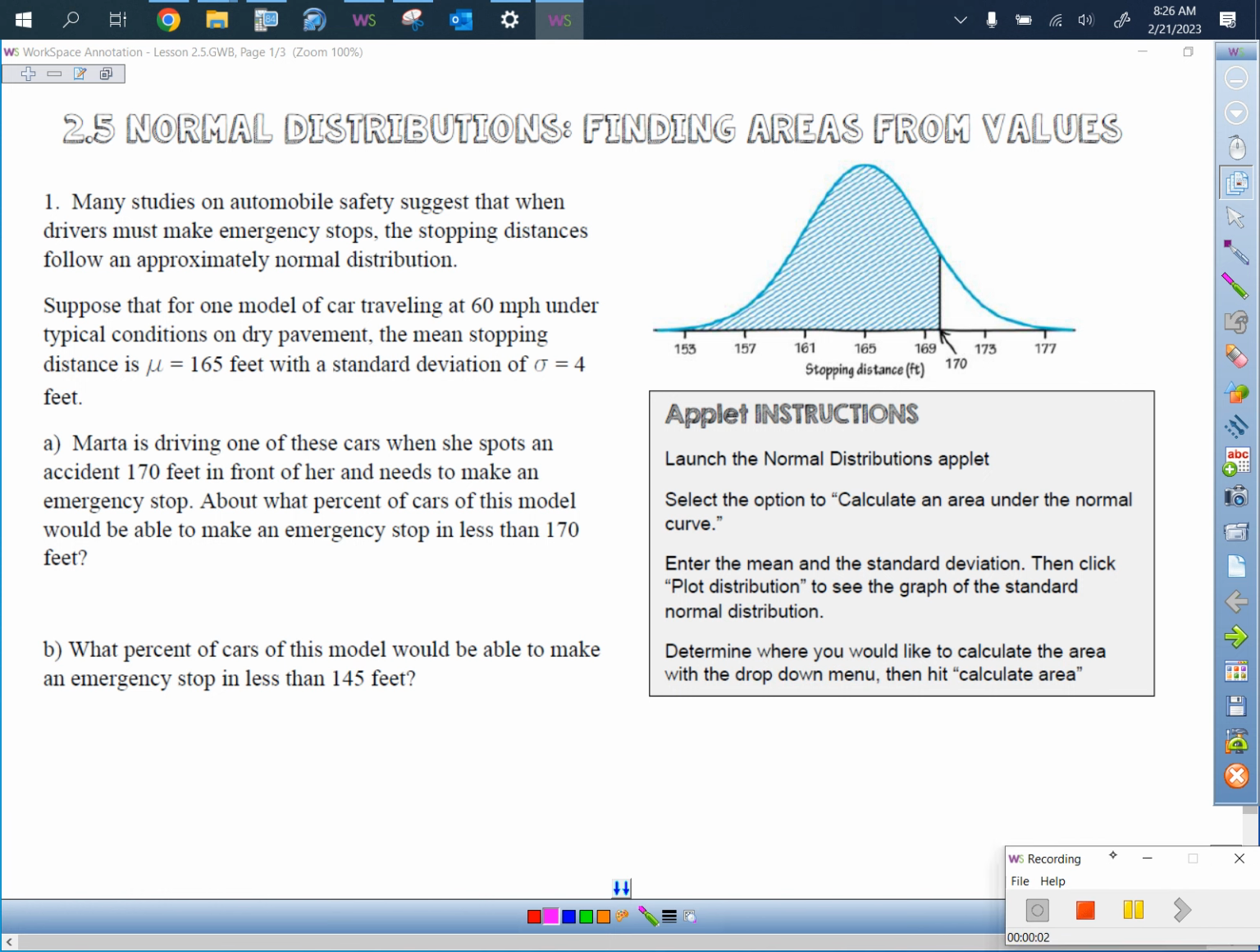Cool. This is lesson 2.5, normal distribution, find the area from values. The applet is going to do all the work for us. All we need to know is the mean and the standard deviation of this guy. So I do want to understand the problems, though, so we'll read it.